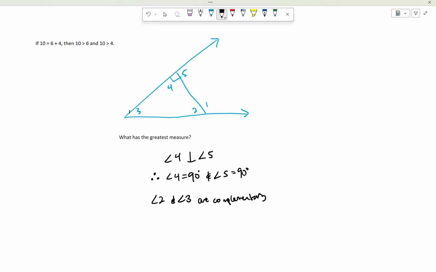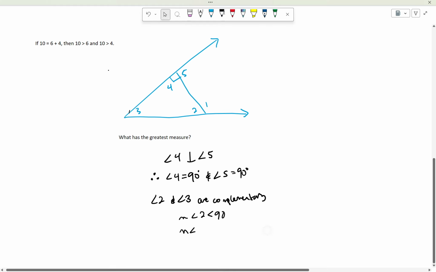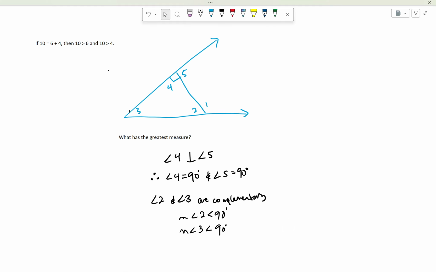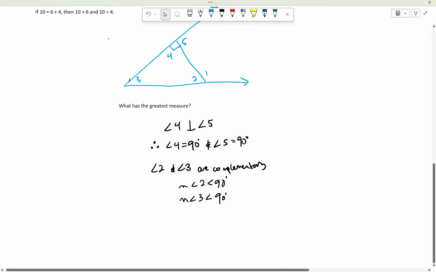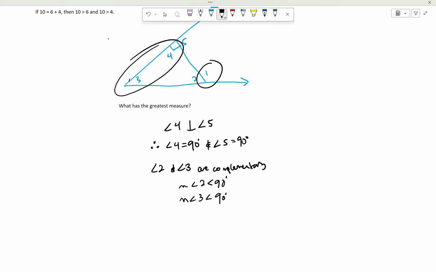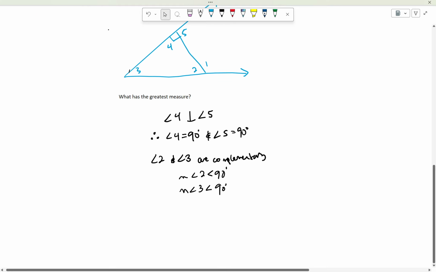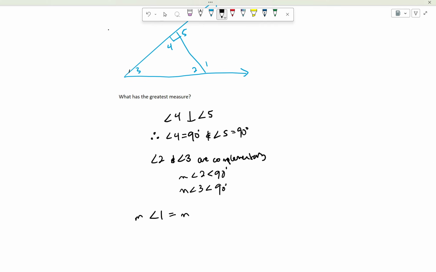So, if they're complementary, then we know the following. It has to go back to this, right? That the sum of angles 2 and 3 would be 90. Therefore, each of those would have to be less than 90 individually. Angle 2 and angle 3 would both be less than 90, because they're the sum that makes up the complementary angles. Another fun fact here is, again, we have angle 1 with 4 and 3. Well, think about this. It means that angle 1 is going to be equal to the sum of 3 and 4, or 4 and 3.